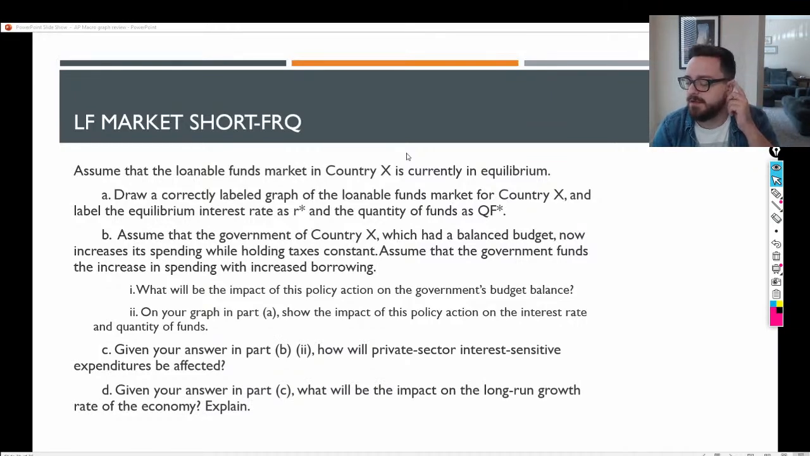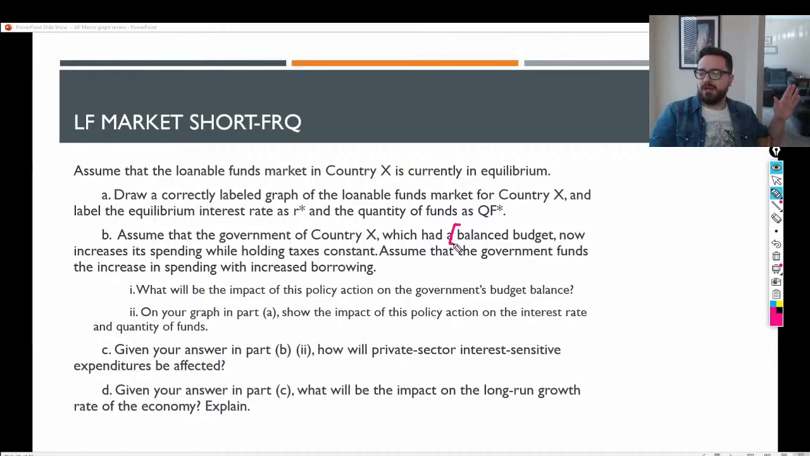Because you need to know that if the government is spending more and not taxing more, they're going to have to borrow, which you should have already known. But it's nice they told you. Okay, first question, not a graph question. Part A is not a graph question. It's a gotta write your answer question. What will be the impact of this policy action on their budget balance? What's the budget balance? It's referring to, is this government in a deficit or is it in a budget surplus? Which should be kind of easy to figure.